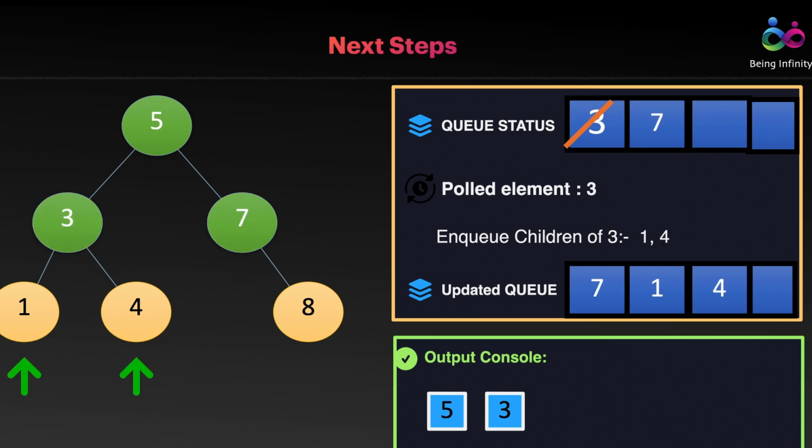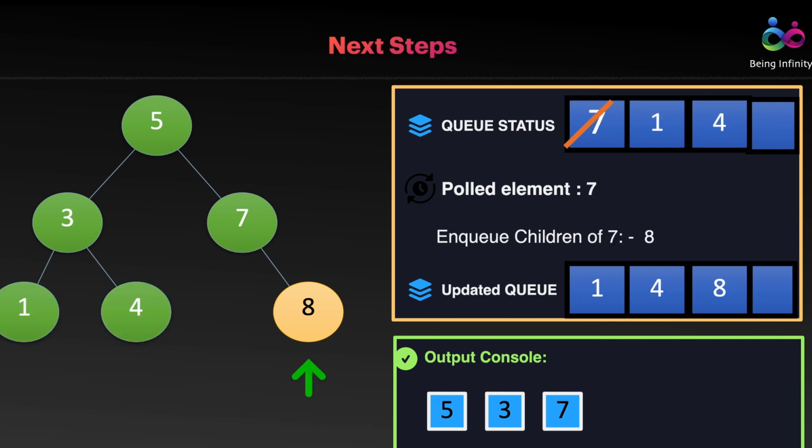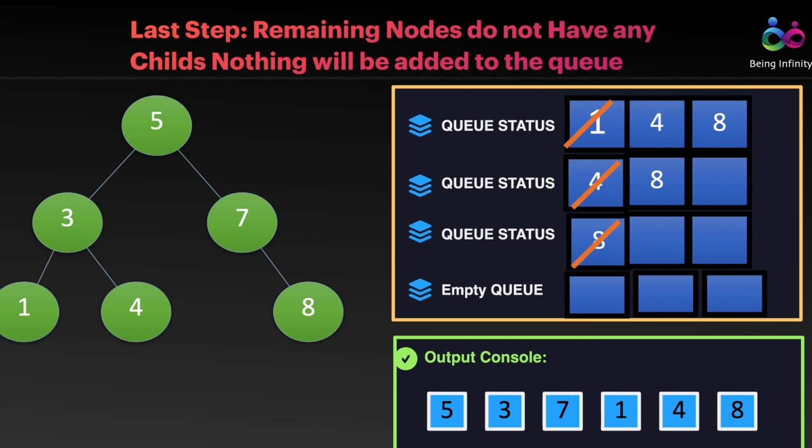Moving forward, 3 is polled out and its children 1 and 4 are enqueued into the queue along with 7. Moving forward, 7 is pulled out of the queue and its only child 8 is enqueued into the queue. 1, 4 and 8 are also dequeued from the queue respectively according to their order, and as they do not have any child, nothing is entered into the queue and the queue finally becomes empty.